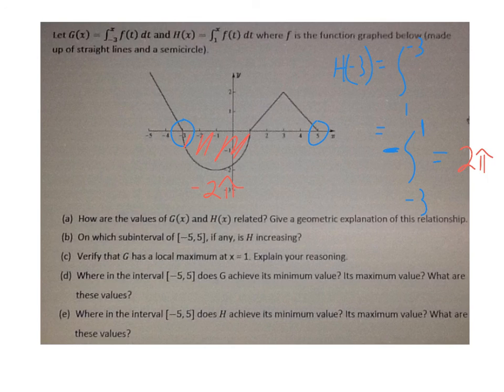Let's make sure, and we're going to check 5. So h of 5 is the integral from 1 to 5, and that will just be this in here, base times height. 4 times 2 is 8, divided by 2 is 4. So 2 pi is greater than 4. So in both cases, the maximum is also occurring at negative 3. For h, though, it is 2 pi. So what are the values? The maximum is 2 pi. Remember, the maximum for g was 0.